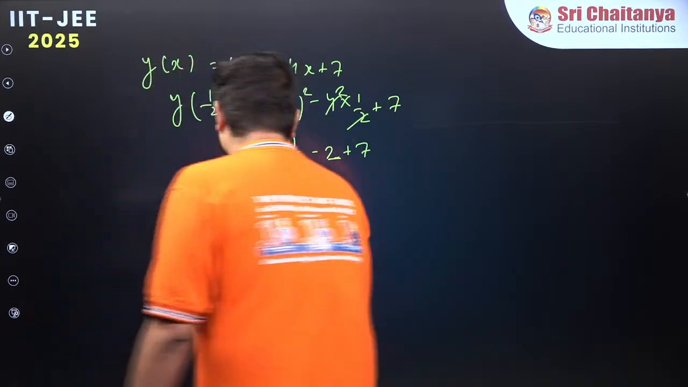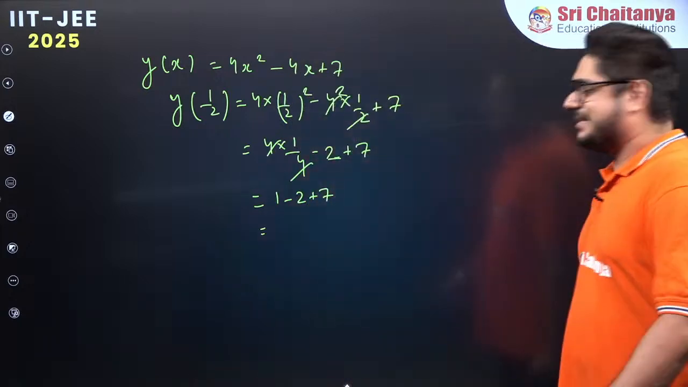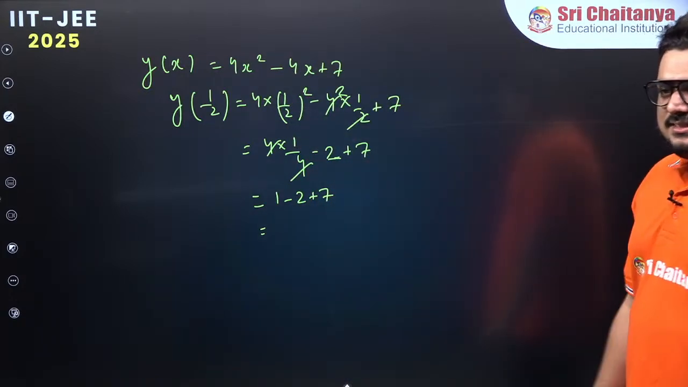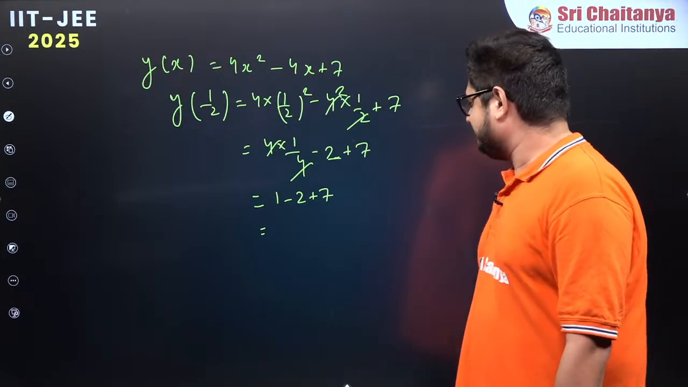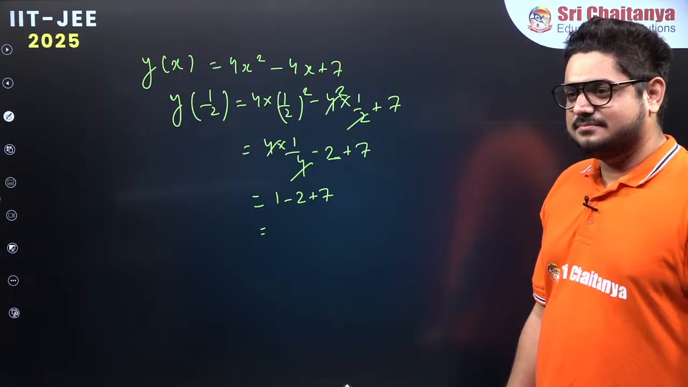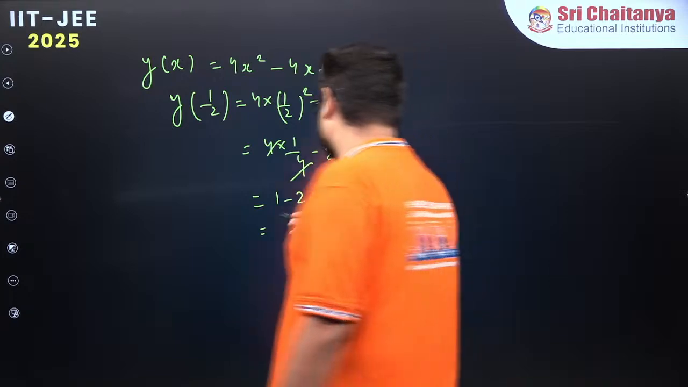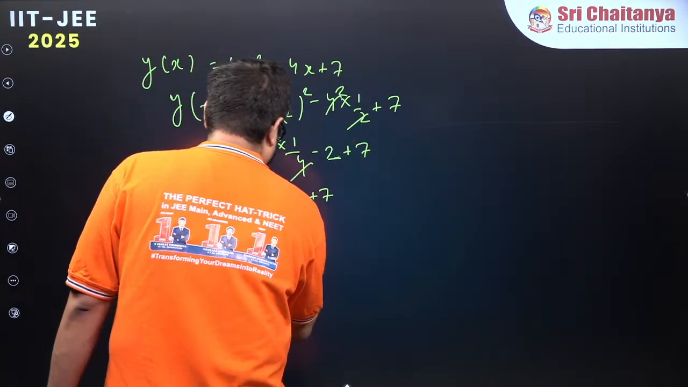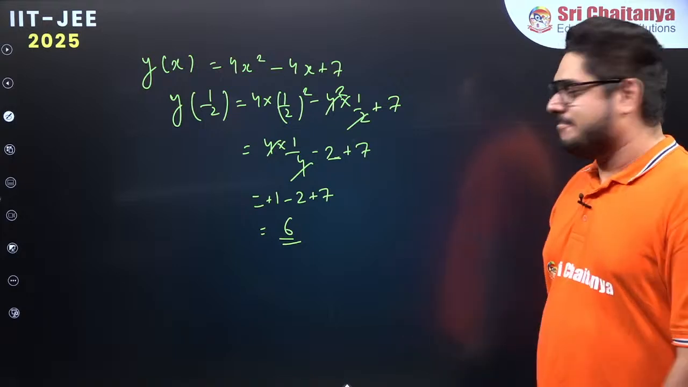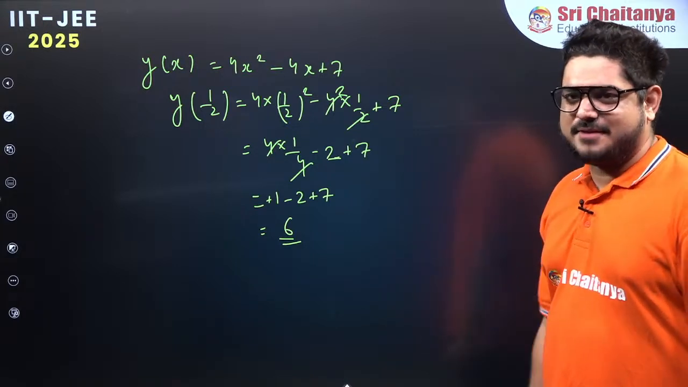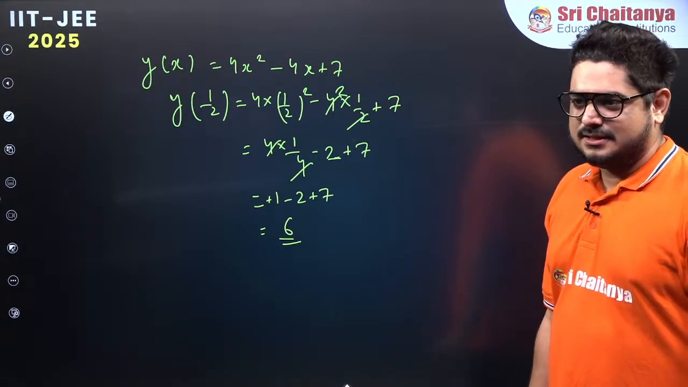So what do you think? What's the final value? Tell me, everyone. 6 or 5? So that is going to be 6, isn't it? 6 is the answer. I hope everyone got the value as 6.